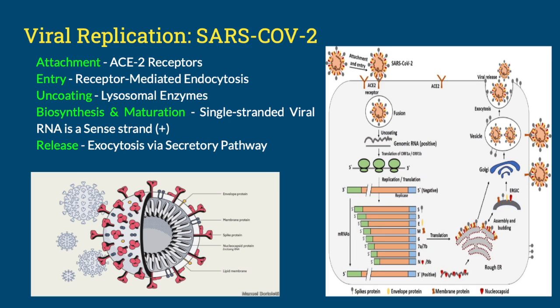The major and important process is the biosynthesis and maturation. Its single-stranded RNA acts as mRNA. Because it is a positive sense strand, it can be immediately translated using the host cell's ribosomes. The single-stranded viral RNA translates two major proteins. The first is the one that stops the host cell's synthesis of RNA, and the second is the RNA-dependent RNA polymerase, which complements the sense strand to produce an antisense strand, which will be used as a template to produce more copies of the viral RNA.